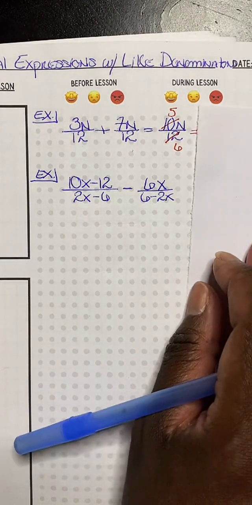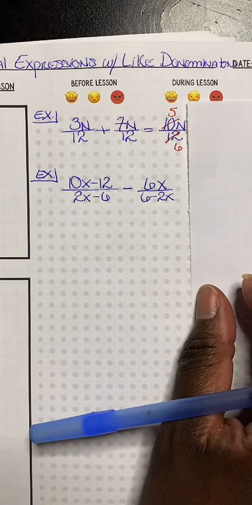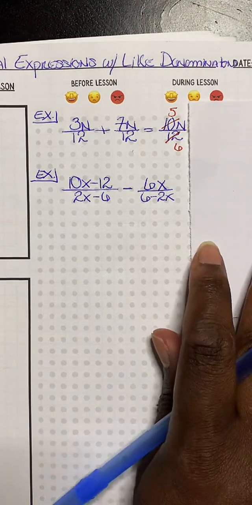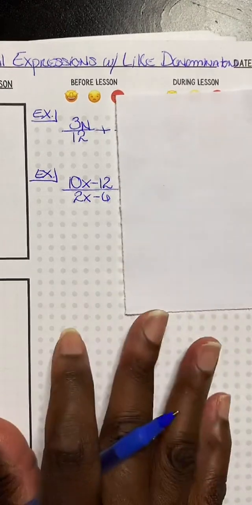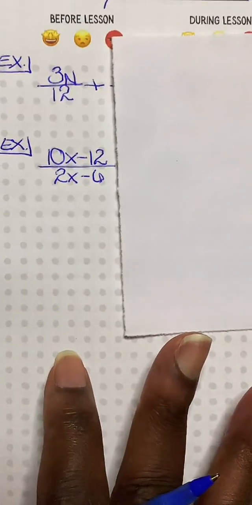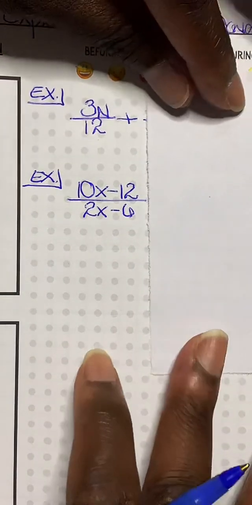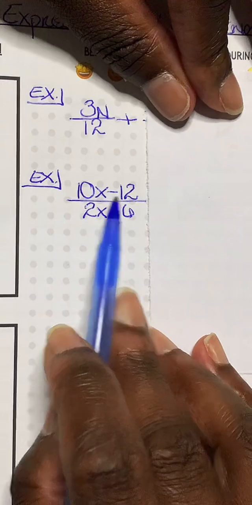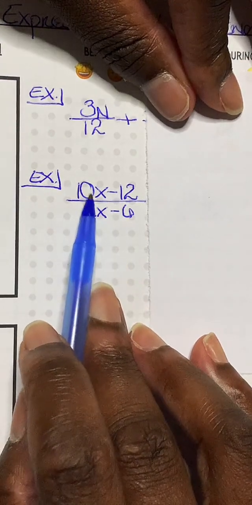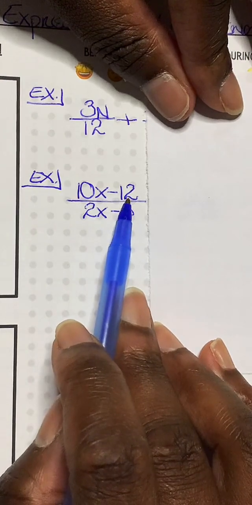So I'm going to cover up this first one. I'm going to cover up in 5, 4, 3, 2, 1, just in case you wanted to copy down. And I'm going to zoom in. Okay. Now we are going to break down. Let's take a look at our numerator. So we have 10x minus 12.